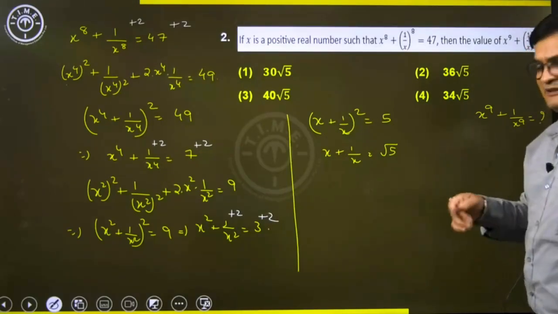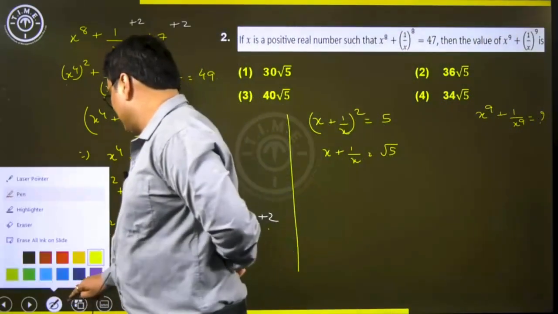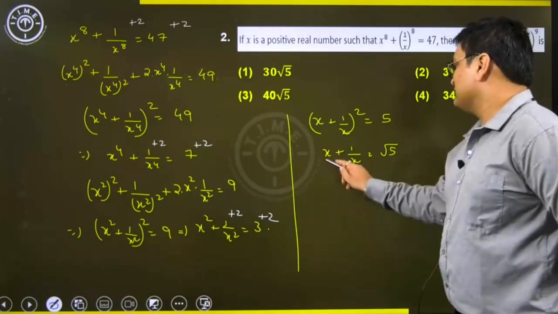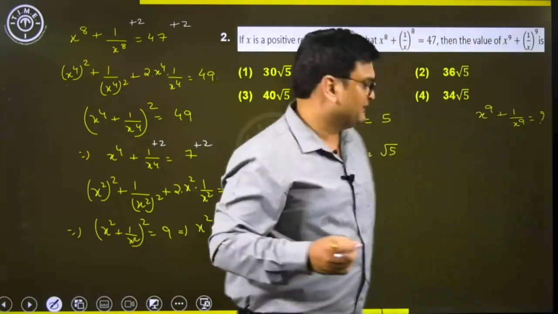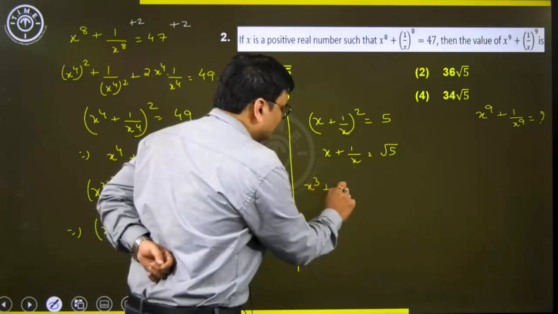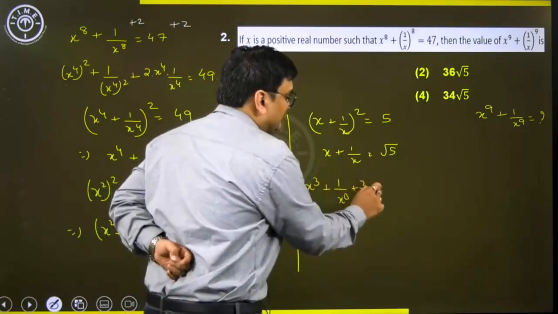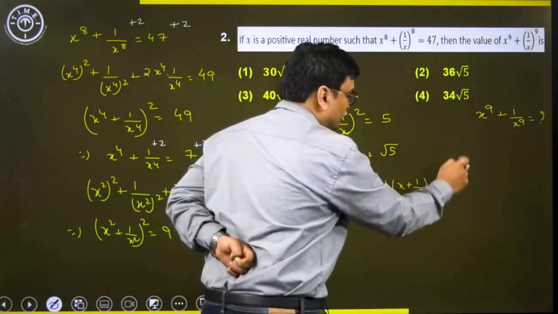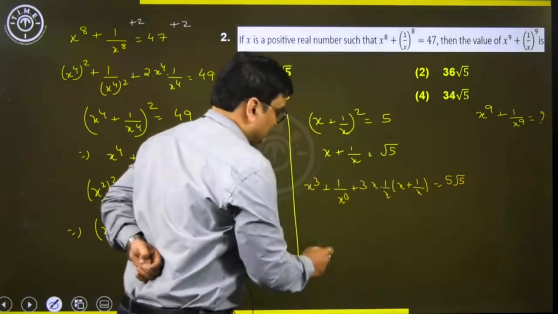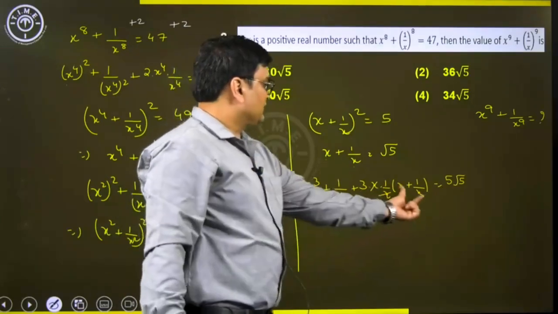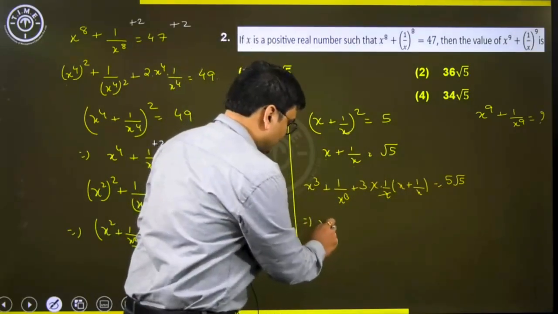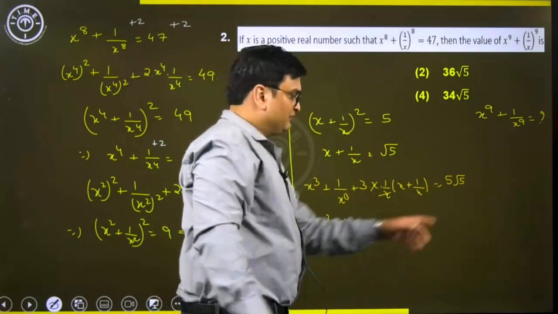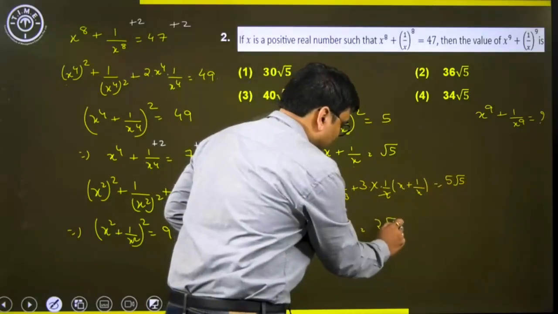Now I want to reach x power 9 plus 1 by x power 9, how can we do that? Let me just cube on both sides. When you cube this equation on both sides, it is the a plus b whole cube formula, which is a cube plus b cube plus 3ab into a plus b, where x and 1 by x cancel out. So this is root 5 whole cube, which is nothing but 5 root 5. Now x plus 1 by x is root 5, write that. So this will give us x cube plus 1 by x cube, which will end up being 5 root 5 minus 3 root 5, giving us 2 root 5.